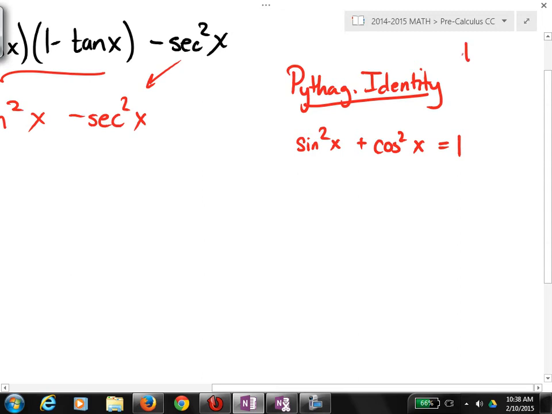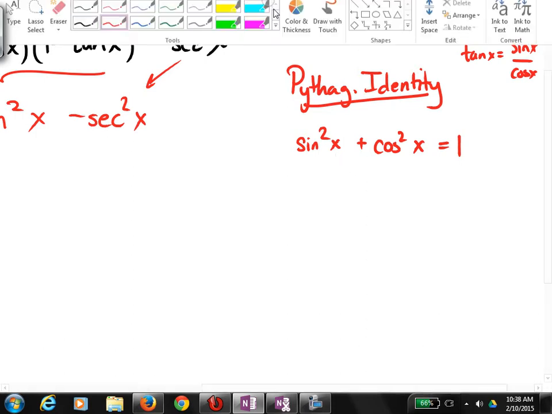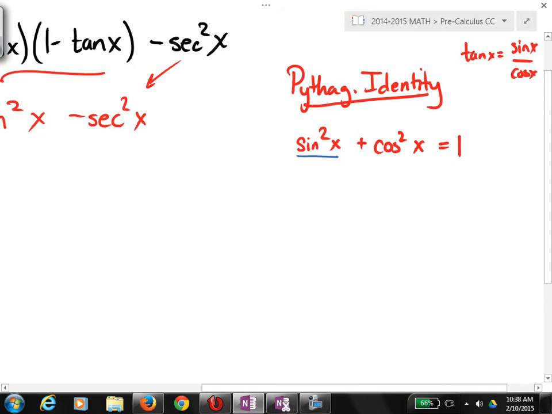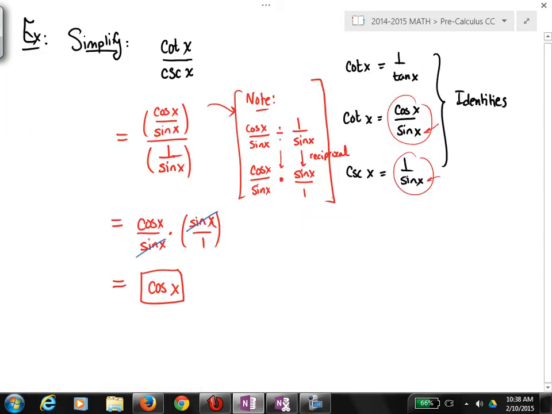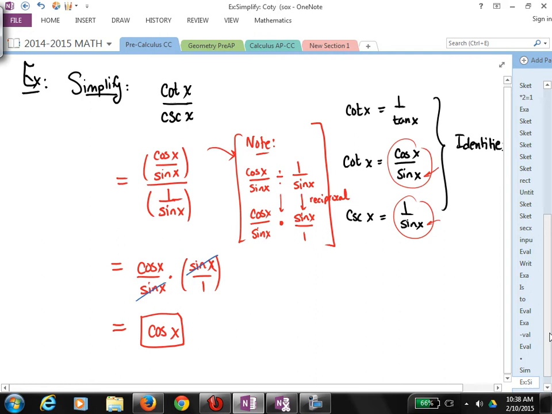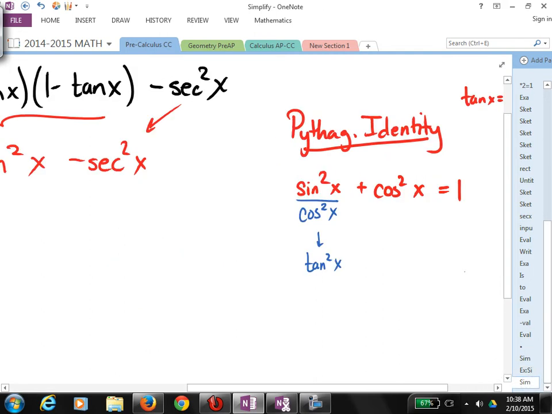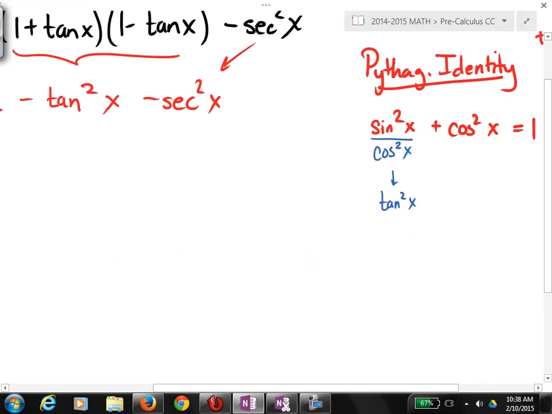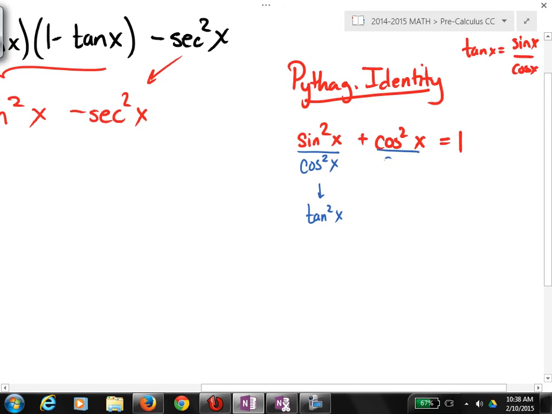So remember that tangent of x is equal to sine of x over cosine of x. So what I'm going to do is take this Pythagorean identity and divide this term by cosine squared of x. And the reason why is because I want this one to give me that tangent squared of x so that I can replace it with this term over here. Right. But whatever I do to one term, do it to the other ones. Divide everything by cosine squared. This is plus 1 is equal to secant squared of x.